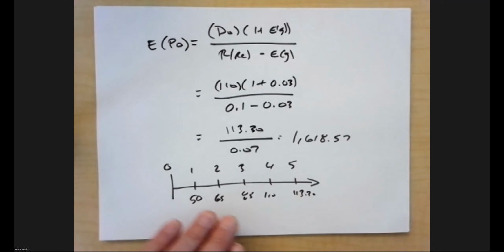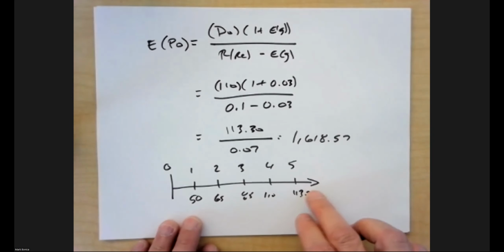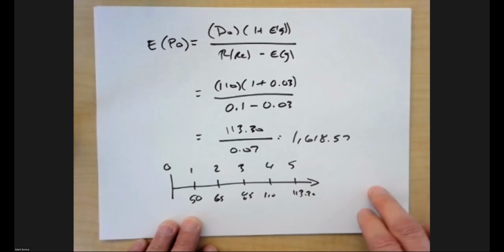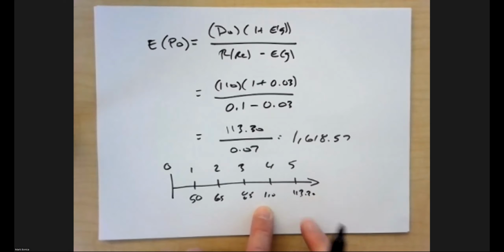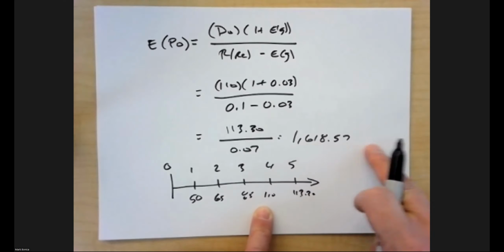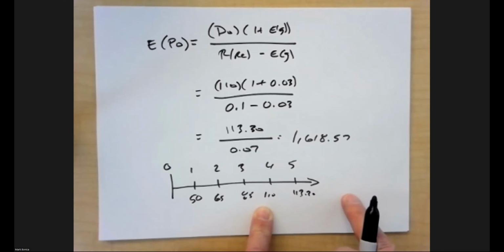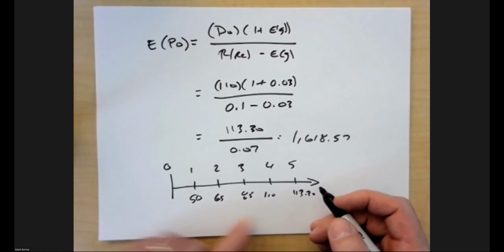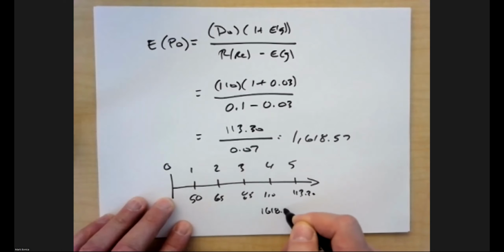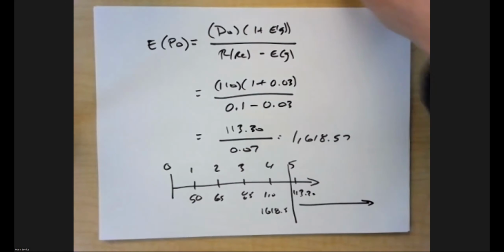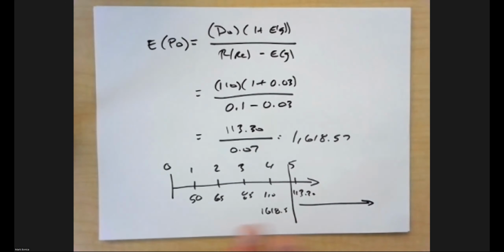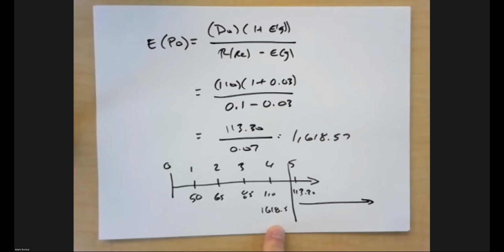What we just calculated was the value of year 5, 6, 7, 8, and so on. And we're saying that at the end of year 4, we would be willing to pay 1618 for the 113, the next one, and so on and so on. So we'd be willing to pay 1618.57 for this portion of the cash flows, the cash flows to the right of year 4. We'd be willing to pay that at the end of year 4.